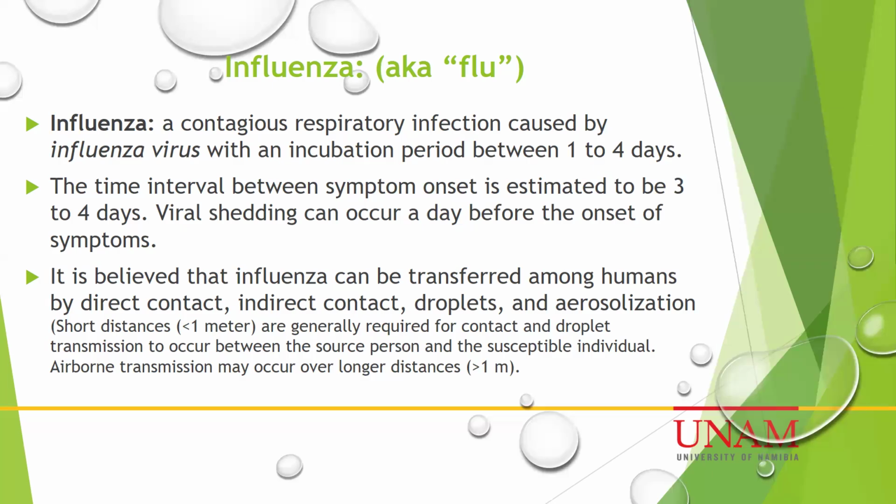You remember the 2 meter distance that we were told to observe during COVID. So this short distance is usually required for contact and droplet transmission to occur between infected individuals and susceptible individuals. Airborne transmission may occur over longer distances. So the 2 meters, what did they used to call it during COVID? Social distancing, which was actually implemented to reduce transmission of influenza virus and the COVID-19 virus.